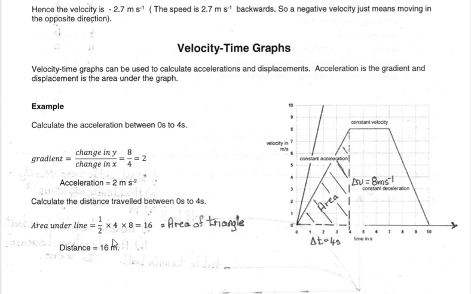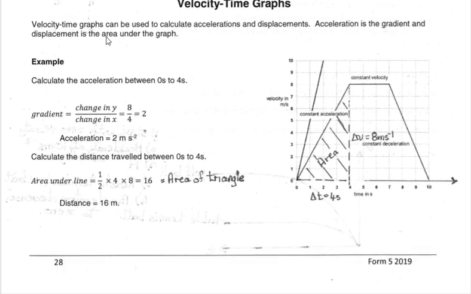So that's distance time graphs. How about velocity time graphs? Velocity time graphs can be used to calculate accelerations and displacements. Acceleration is the gradient and displacement is the area under the graph.